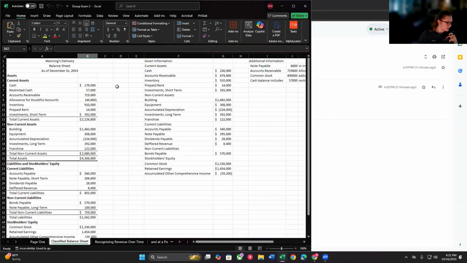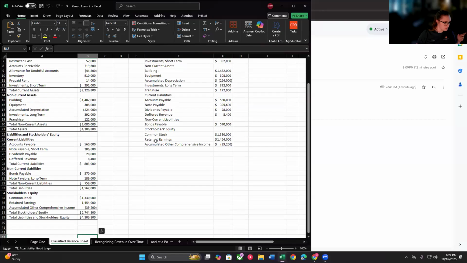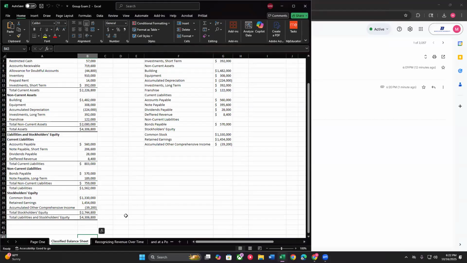All right, so I guess, compare numbers. I'm scared. Oh, you're fine. So I can tell you that my total assets and total liability stockholders equity are different than yours that you shared with us. Yeah, mine are different. I just named it like overall total though.